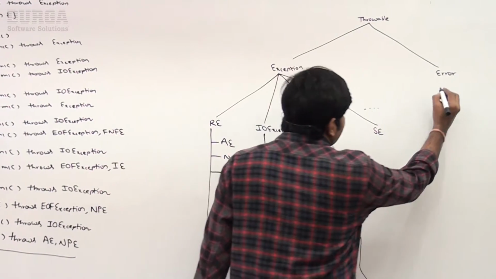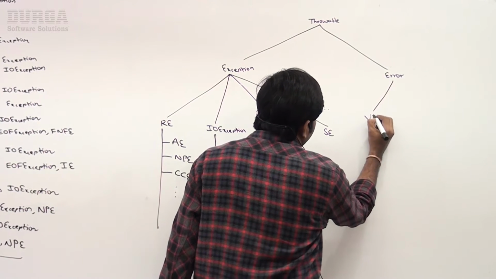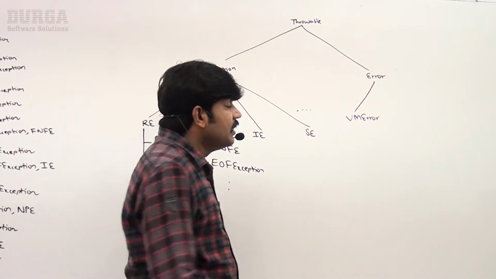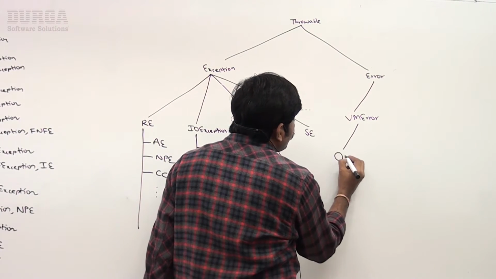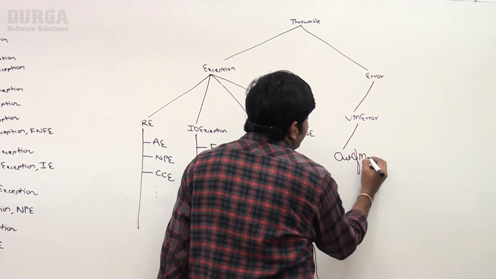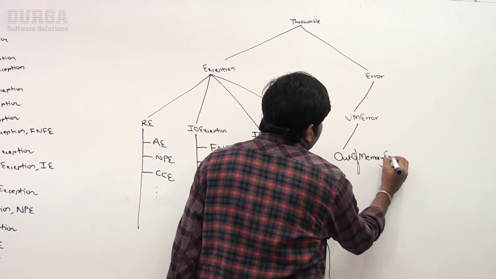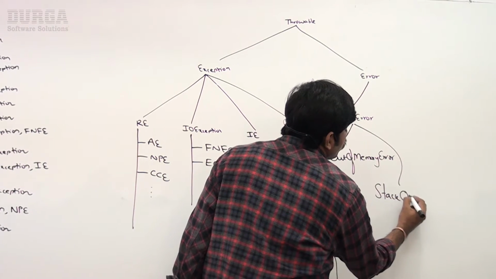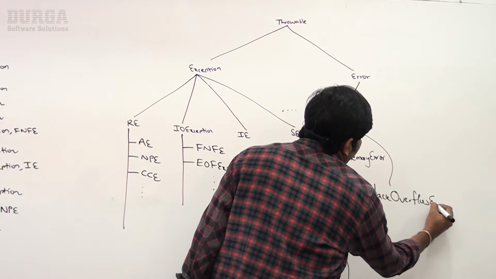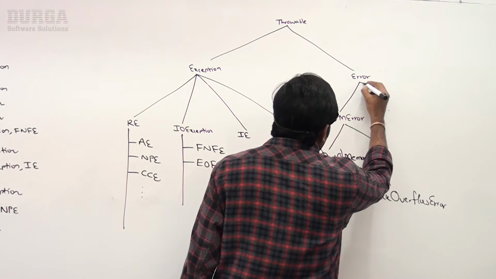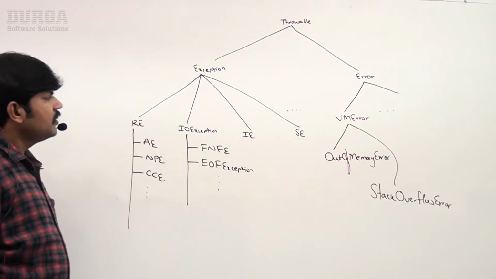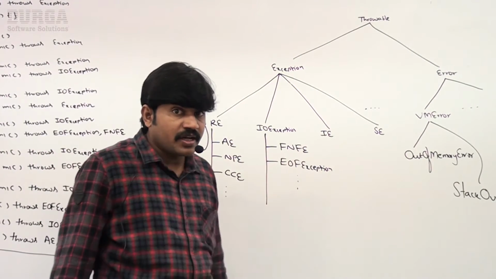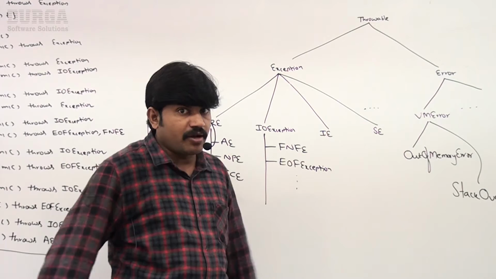Even under Error also there is VirtualMachineError. What is VirtualMachineError? Virtual machine error. Under that, OutOfMemoryError, StackOverflowError, and several other things are there. Please make sure in this which are checked exceptions and which are unchecked exceptions. Compulsory you should have clarity.